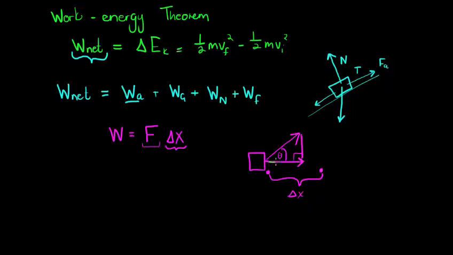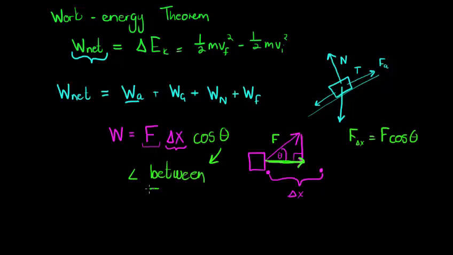I know that this is the force acting on the object. If I want to find the size of the component in this direction, how will I calculate that? Cos, excellent. So in other words, the force in the direction of displacement is equal to the main force times cos of theta. So in this formula we'll add another cos theta, where theta is the angle between the force and displacement.